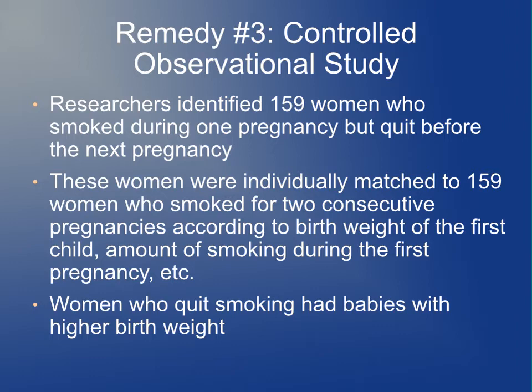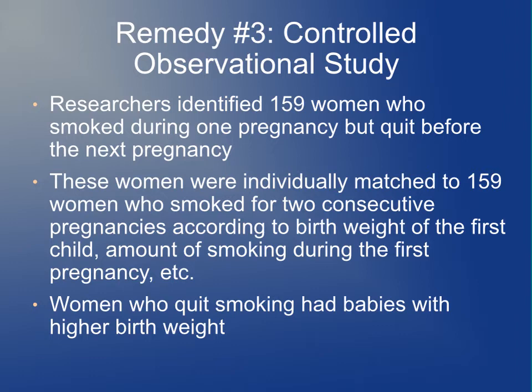Another thing you can do, particularly when human subjects are involved, is to do some type of controlled observational study where, as I said, for ethical reasons, you can't ask half of your study to smoke, but you can still do some matching, as I'll discuss here in a second, to try to control for confounding variables. In this particular study, there were 159 women who smoked during one pregnancy but quit before their next pregnancy, and these women were individually matched to 259 women who smoked for 2 consecutive pregnancies. They tried to match them according to the birth weight of the first child, the amount of smoking during the first pregnancy, and every other confounding variable they could think of.